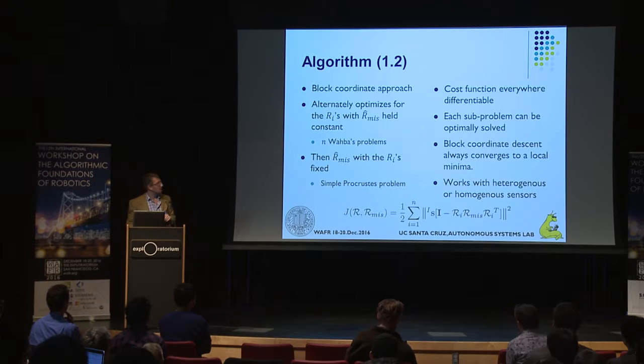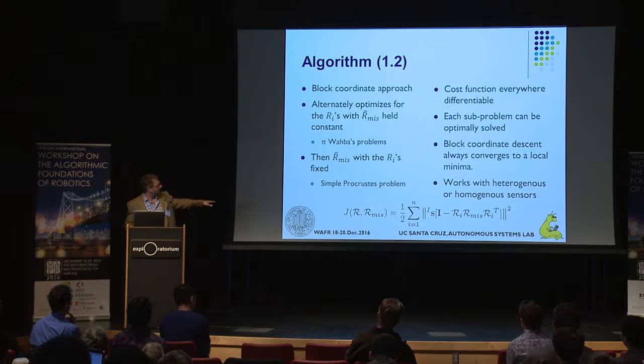So it's a block coordinate approach. What we're doing is alternately optimizing for the individual rotations at every step with our estimate of the misalignment held constant. That is basically n independent Wahba's problems, each of which has its own optimal solution. Then we calculate the estimate of our misalignment, holding all the individual rotations fixed as known.